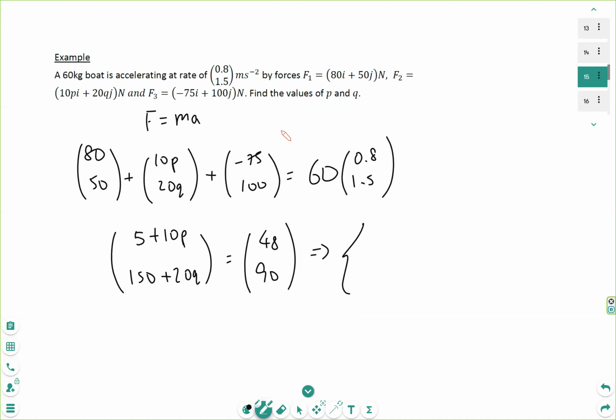Right, so if you separate the top row and the bottom row, the top row gives you 5 plus 10p equals 48, and the bottom row, 150 plus 20q equals 90.